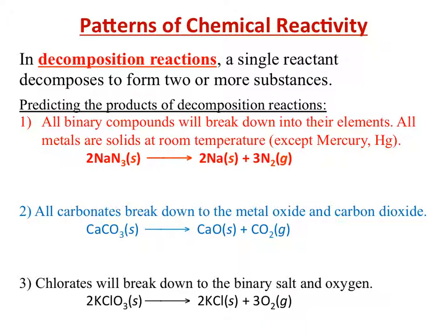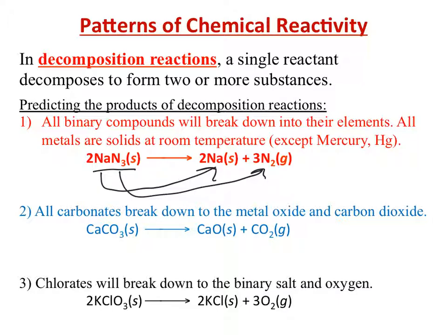There's also decomposition reactions, which is a single reactant decomposes to form two or more substances. So here, if we look at the first example where we're looking at a binary compound, such as sodium azide, it's going to break down into its basic elements. Sodium is sodium metal. It's a metal. Nitrogen exists as a diatomic molecule, so nitrogen gas. And then we can balance this reaction. All metals are solids at room temperature except for mercury.